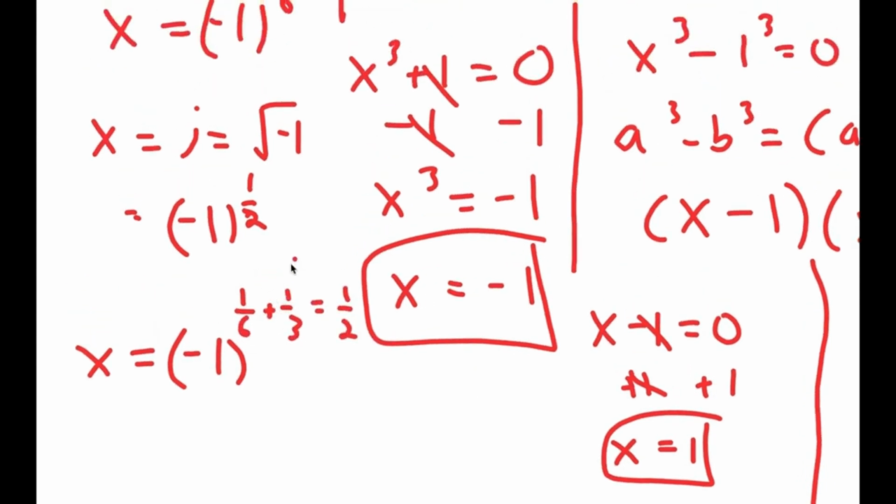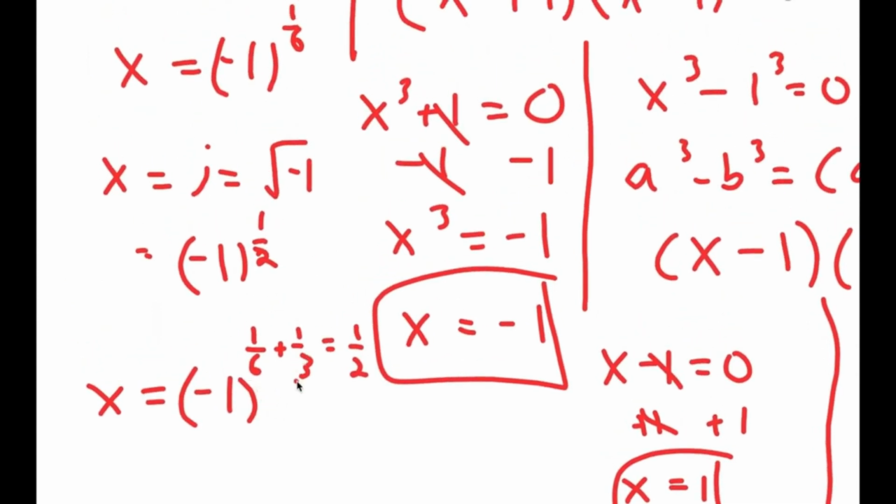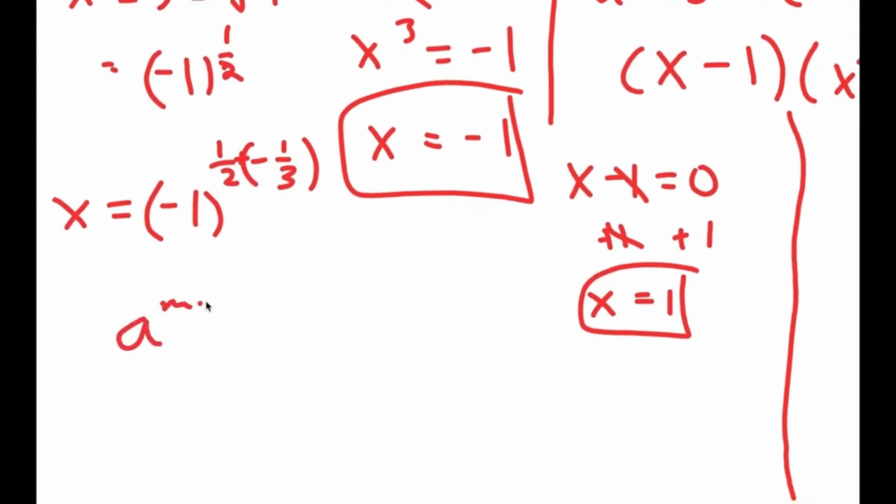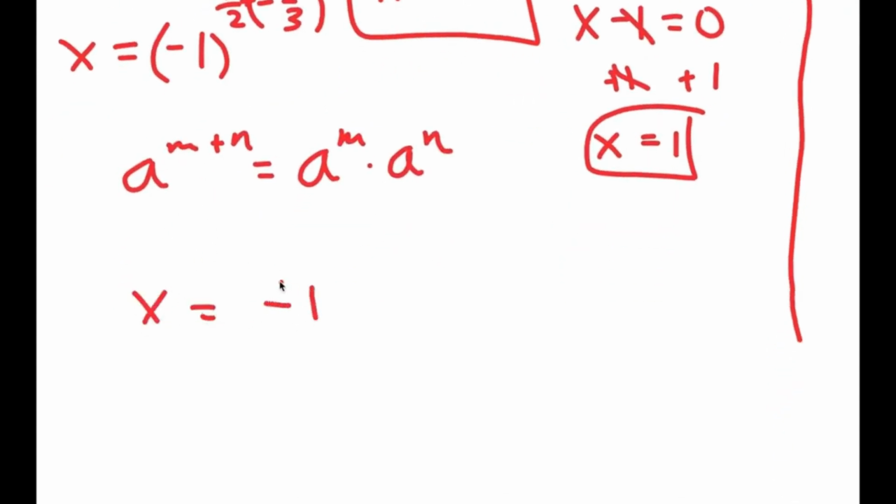We know this, meaning we have negative 1 to the power of 1 over 6, and 1 over 2 minus 1 over 3 is what we can rewrite 1 over 6 as. Now, this is the same thing as 1/2 plus negative 1 over 3. And if I have something in the form a to the power of m plus n, this is equal to a to the power of m times a to the power of n. So this is going to equal negative 1 to the power of 1/2 times negative 1 to the power of negative 1 over 3.